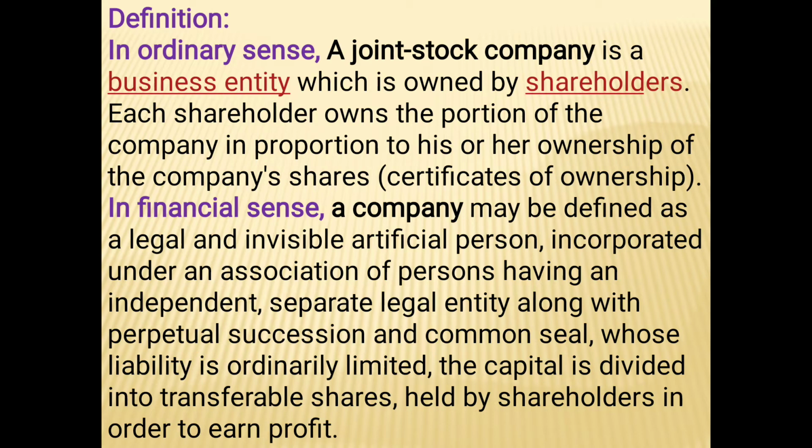Two senses are available for the definition of joint stock company. In the ordinary sense, a joint stock company is a business entity which is owned by shareholders. Each shareholder owns a portion of the company in proportion to his or her ownership of the company's shares, that is, certificates of ownership. In the financial sense, a company may be defined as a legal and invisible artificial person incorporated under an association of persons having an independent, separate legal entity along with perpetual succession and common seal, whose liability is ordinarily limited. The capital is divided into transferable shares held by shareholders in order to earn profit.